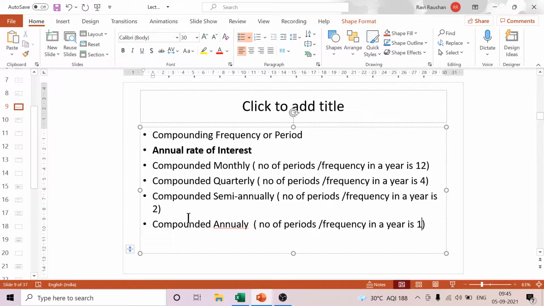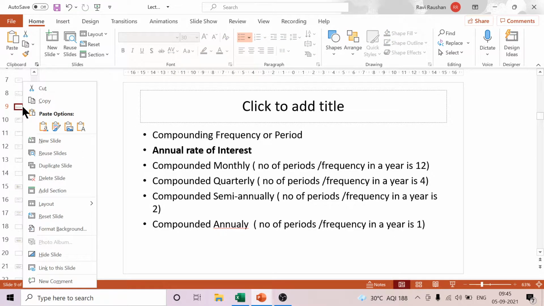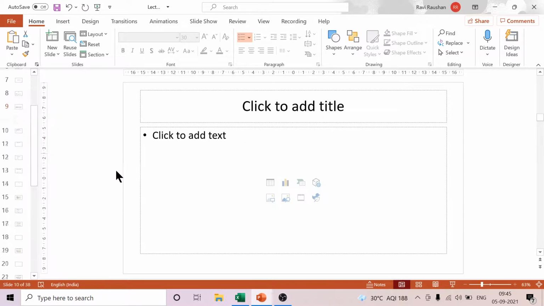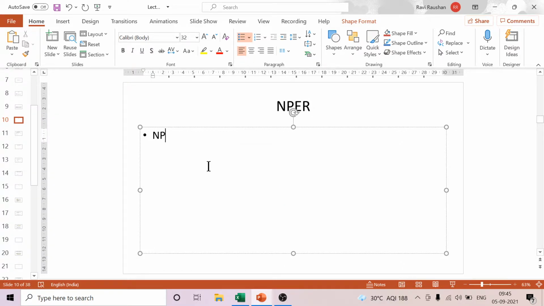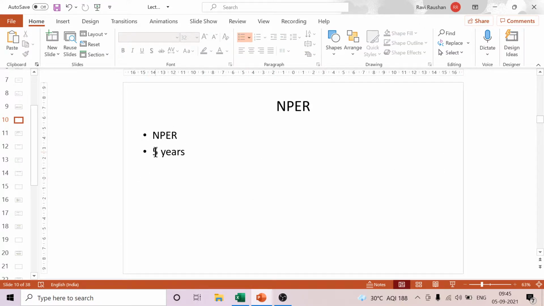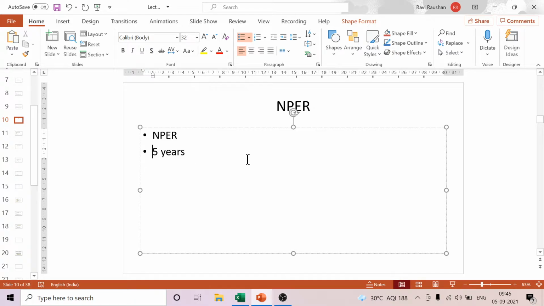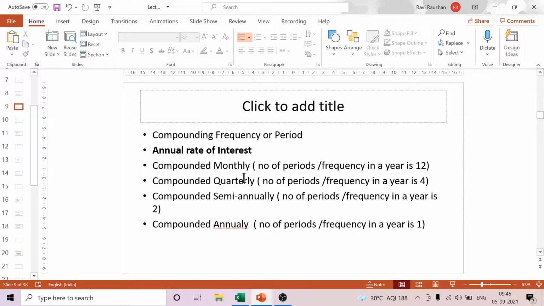Now, another factor that we consider is we need to calculate the number of periods that we call the NPER. The number of periods is the number of frequency that we are talking about. So, if the investment or the loan is of 5 years, let us assume the duration. This is the whole duration, whole timeline. If the duration is 5 years, NPER will change accordingly to your compounding.